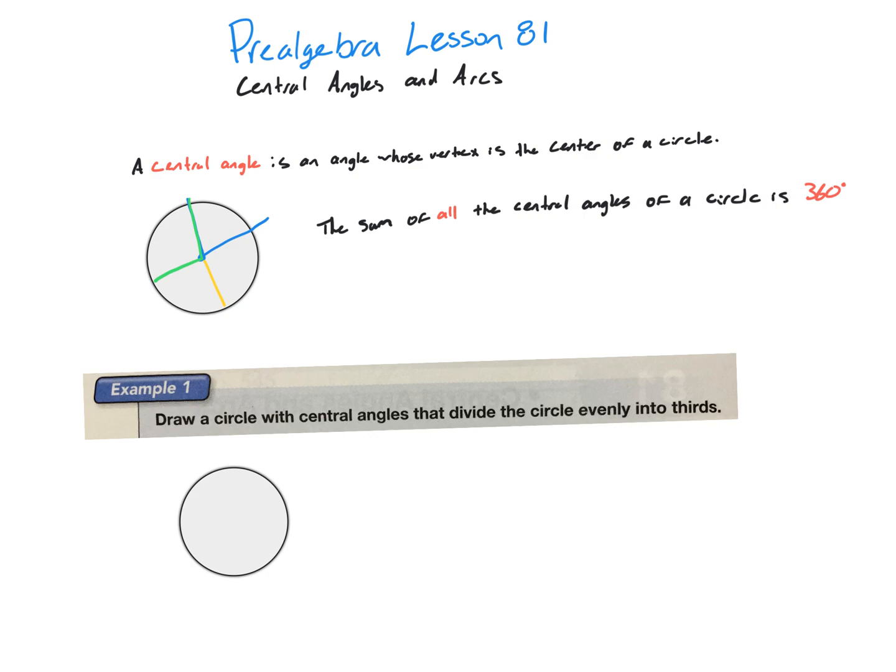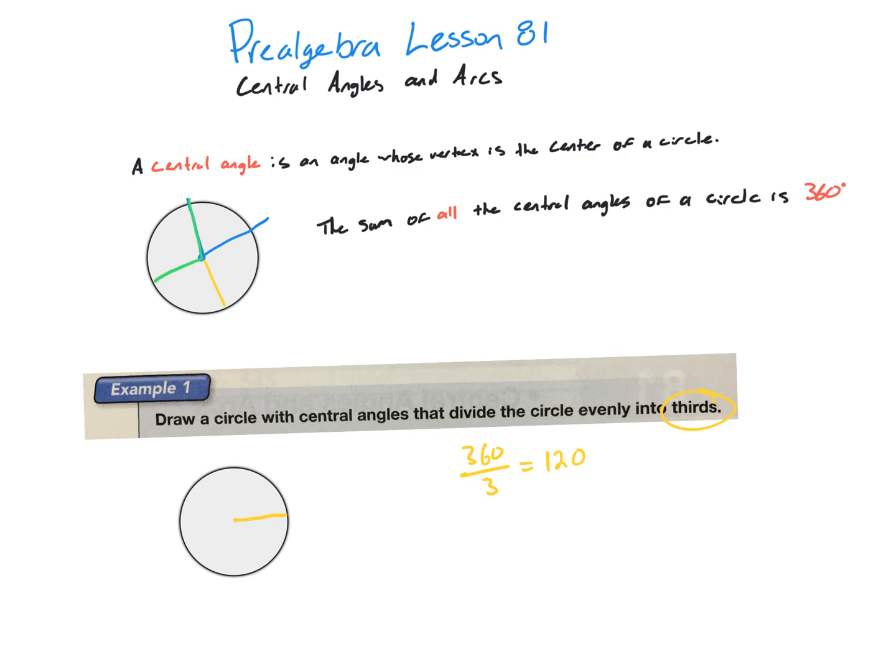So here, this is example 1. It says, draw a circle with central angle that divides the circle evenly into thirds, so into 3. So since we're dividing it into 3, we're going to take that 360 and divide by 3. And that gives us 120. So what I need to do is, here's the center. There's one side of it that's 0 degrees. So I need to go and draw 120 degrees.